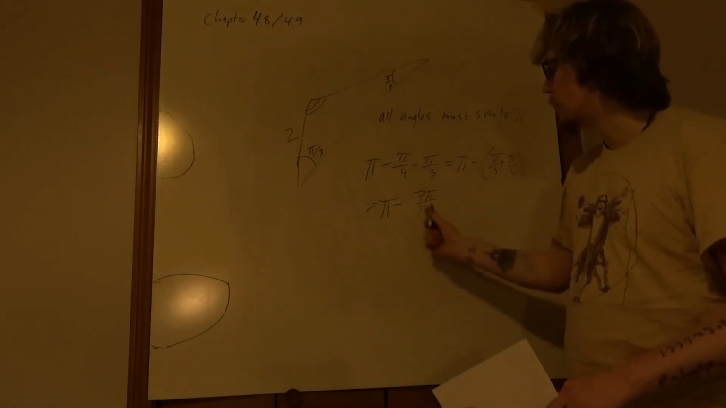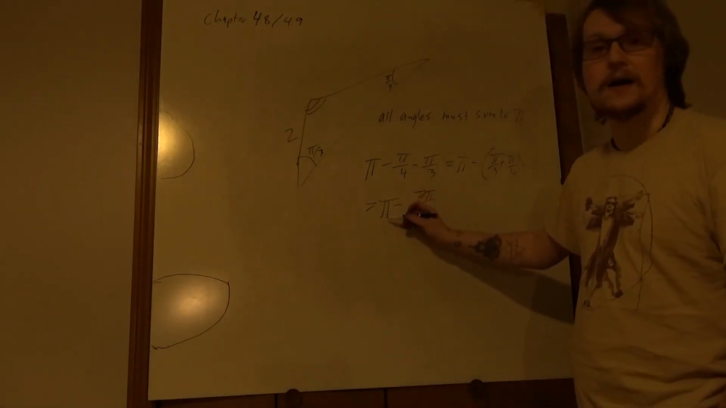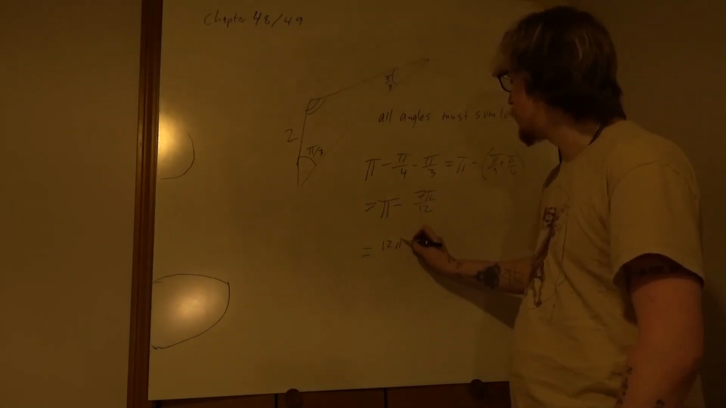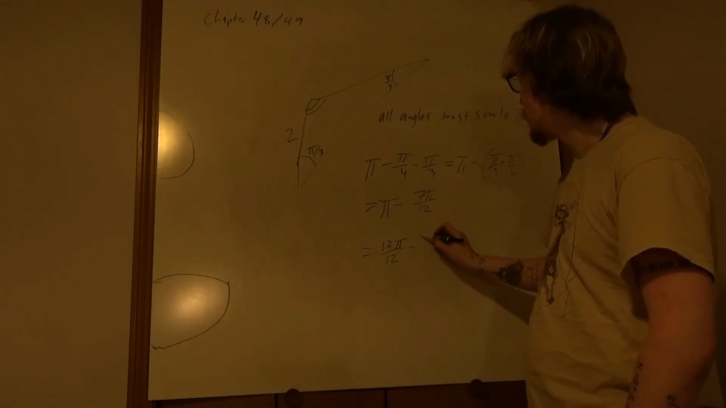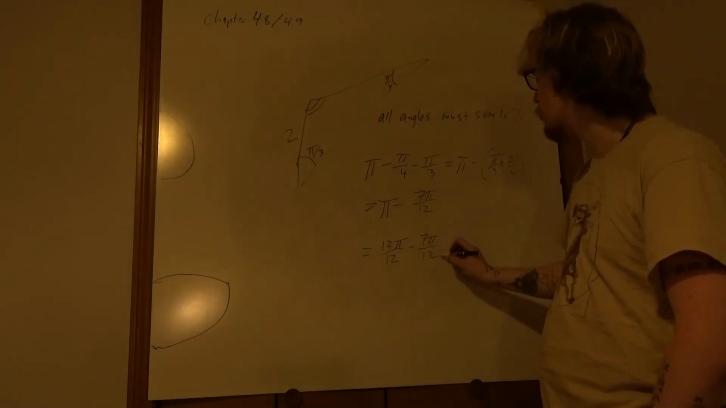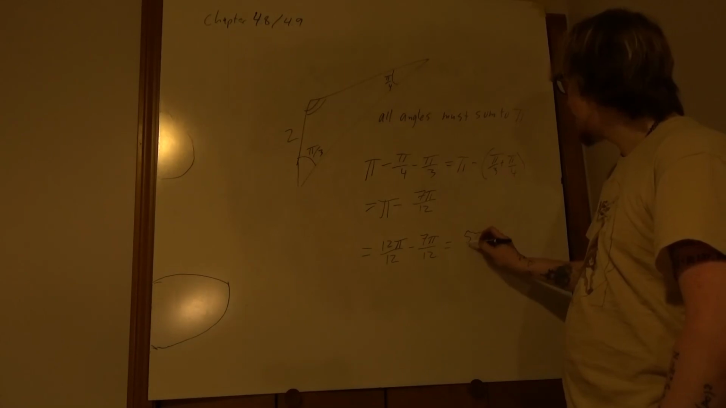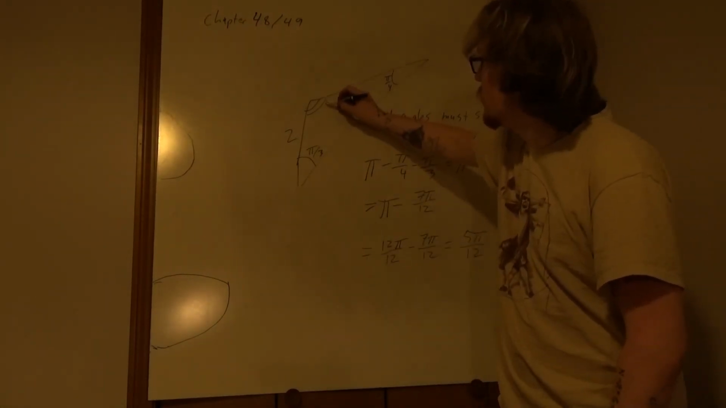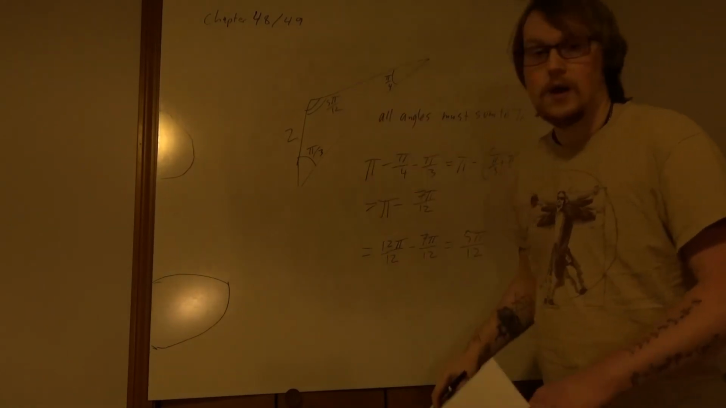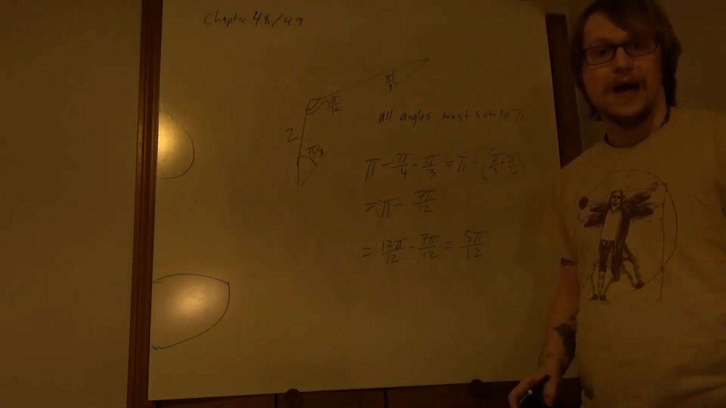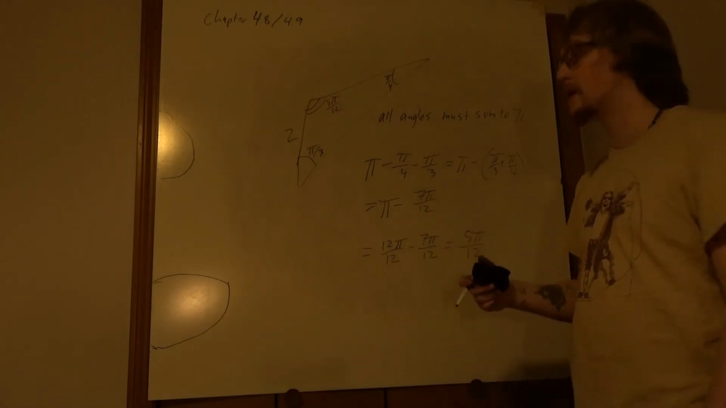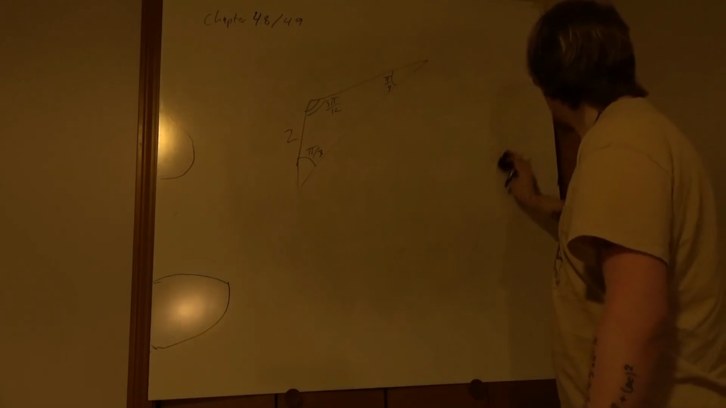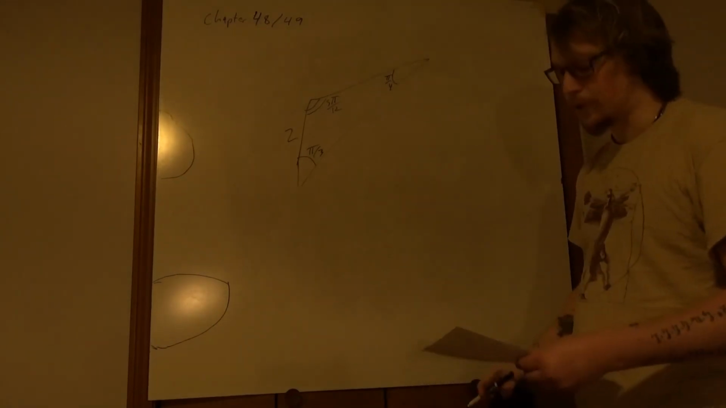And so now to solve this, we have to write pi as something over 12. So this is going to be the same as 12 pi over 12 minus 7 pi over 12, which is 5 pi over 12. So we can actually solve for this angle, 5 pi over 12, and we've already answered half of the problem, which is what are the three angles. However, that's obviously the easy part, so now we have to do the hard part.